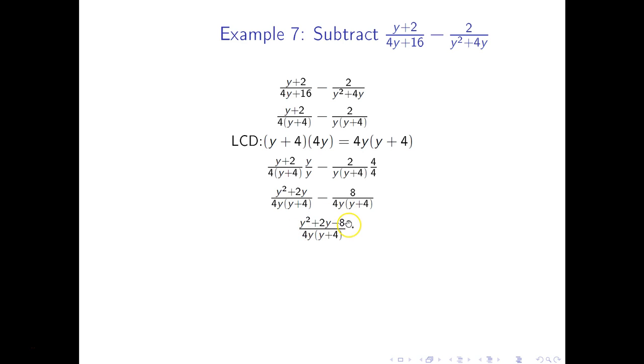But then you should recognize you can factor that. Specifically, it factors into y plus 4 times y minus 2. Sorry, y plus 4, not x, and y minus 2. Now notice the y plus 4's cancel. You're just left with y minus 2 over 4y.